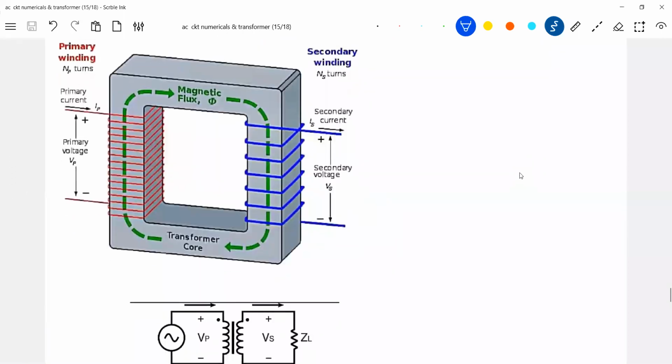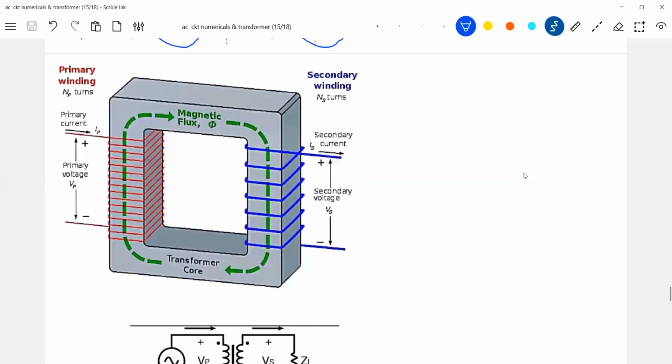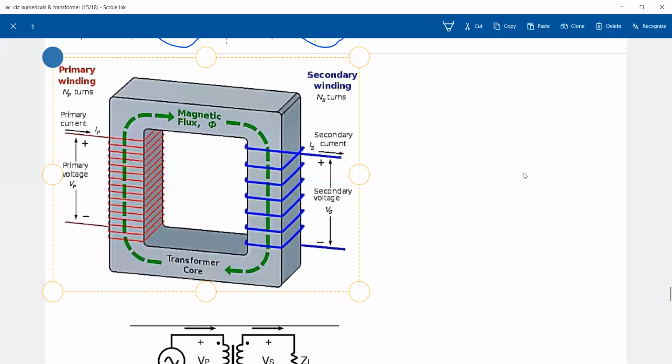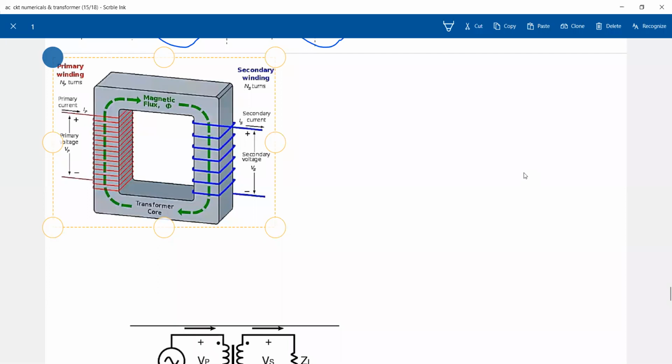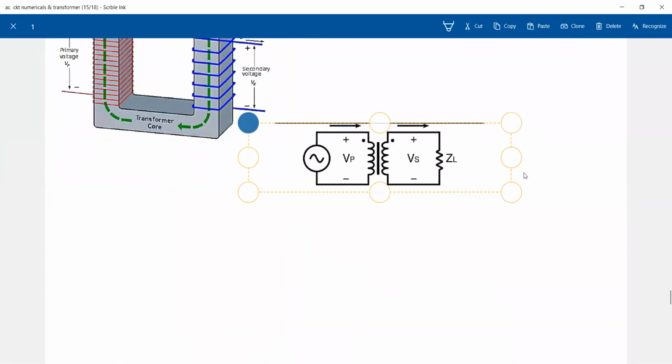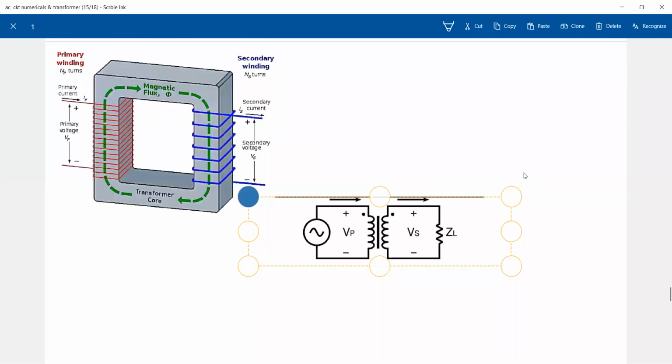So, after we are able to generate an AC signal with the help of the EMI topic, like with the help of Faraday's law, the next question is how to measure that particular signal. So we took help of the AC circuit here.